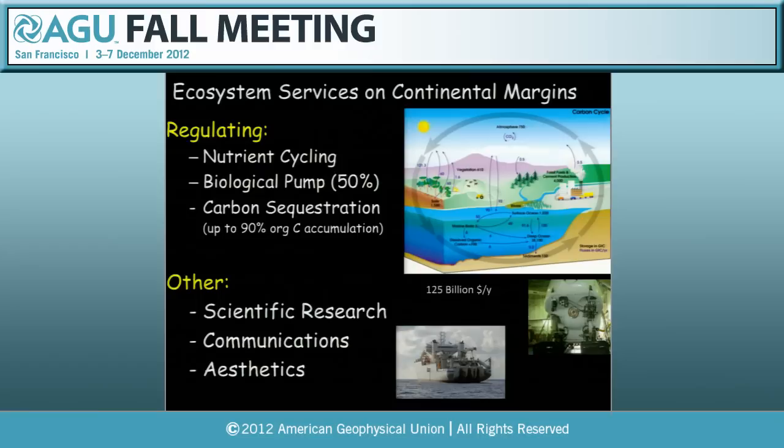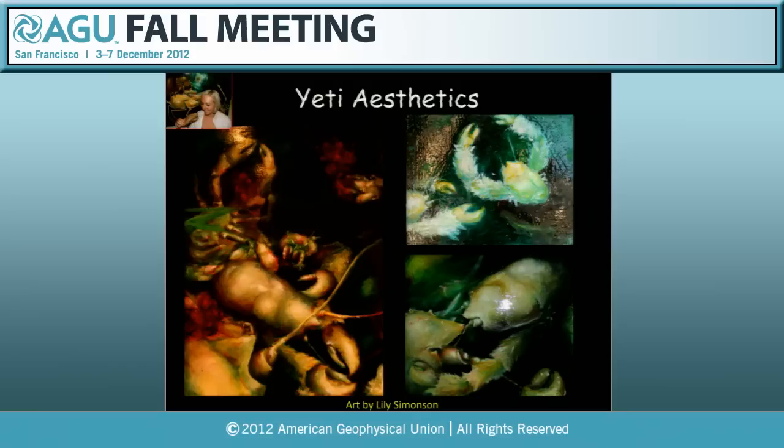Perhaps the most important functions provided by the continental margins are what we call regulating functions. They play key roles in nutrient cycling, nitrogen in particular. It's thought that margins are responsible for something like 50% of the biological pump and that as much as 90% of the organic carbon that's accumulated on the seafloor occurs on our continental margins. We know also, especially this audience knows, how important these are for scientific research. They provide space for communication cables and the internet. And margins and the deep sea in general have many aesthetic functions. They are a source of inspiration for film, for literature, and even art. And here I share with you some artwork by Lily Simonson, a Los Angeles artist who's been very inspired by the yeti crabs.